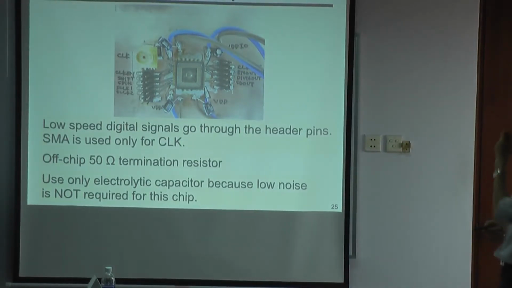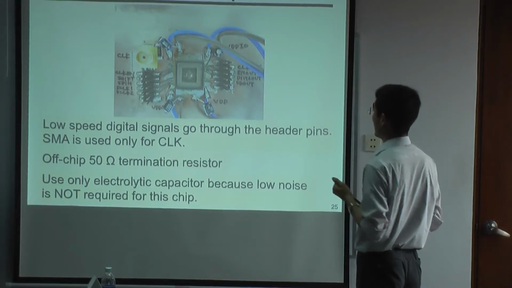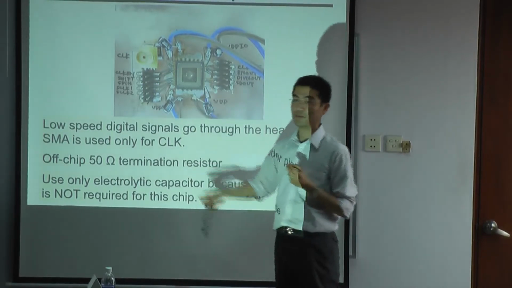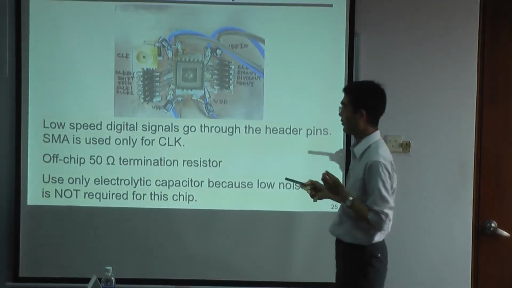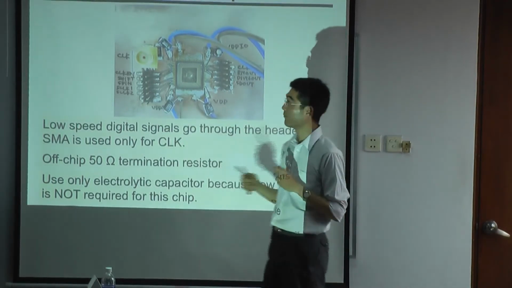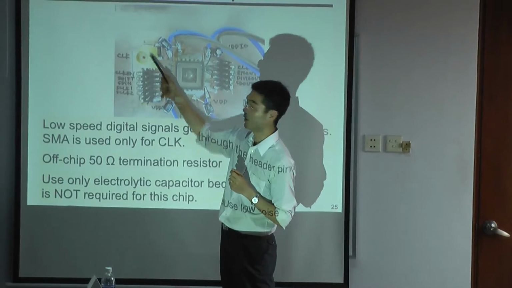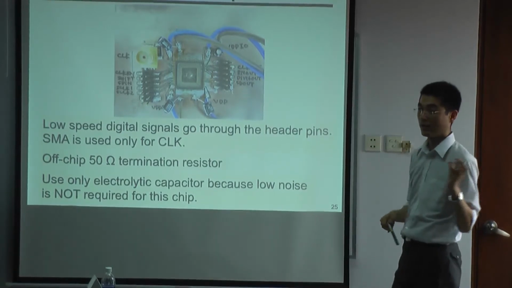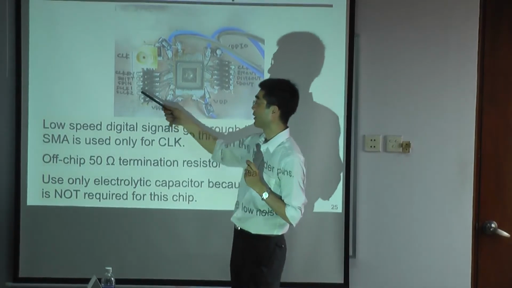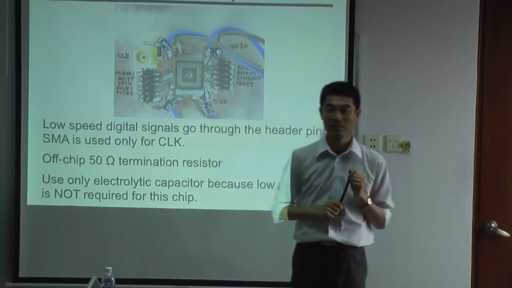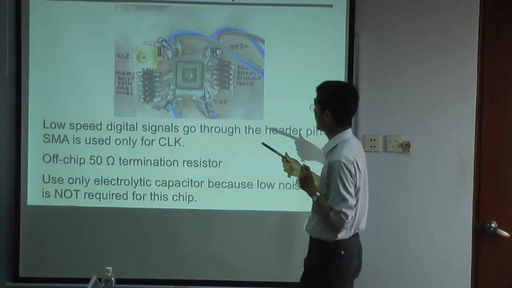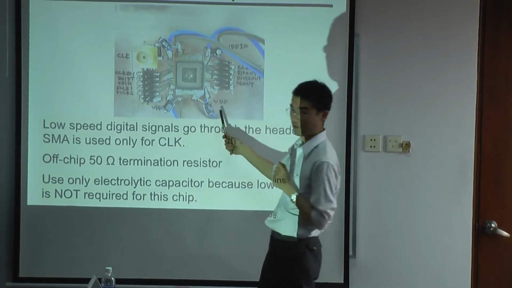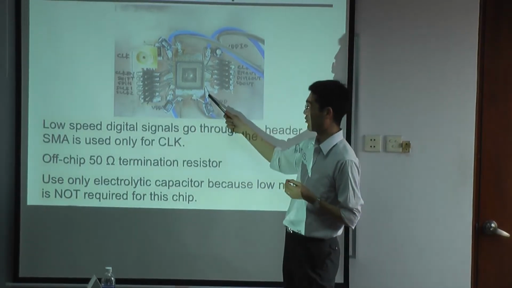And this is another example. At this time, we use many control pins. So this time we use header pins here. And for the clock, this is high speed, so we use an SMA connector. So only the clock uses SMA, and the other control signals come in through header pins. And also this time we put only these electrolytic capacitors. We don't use chip capacitors here.